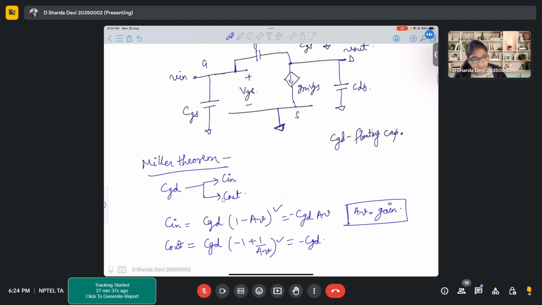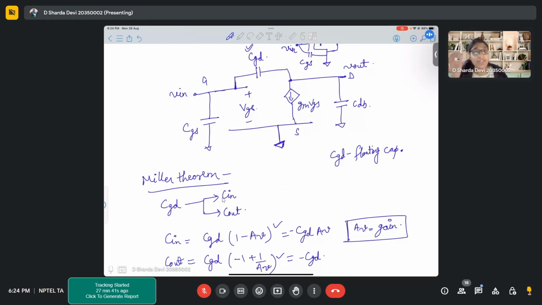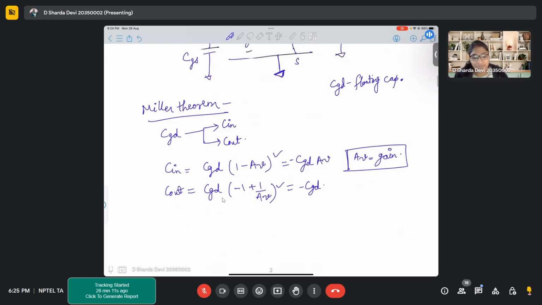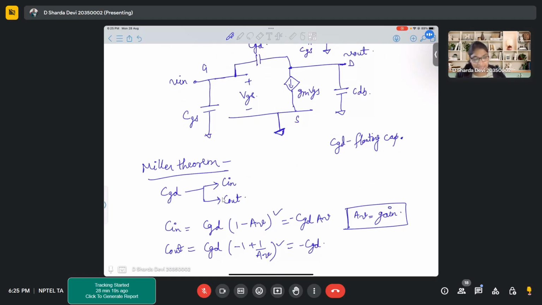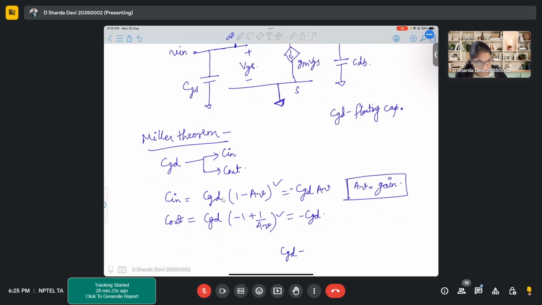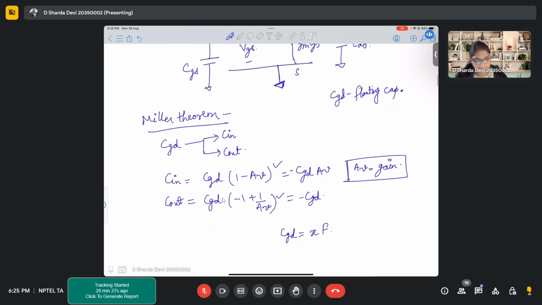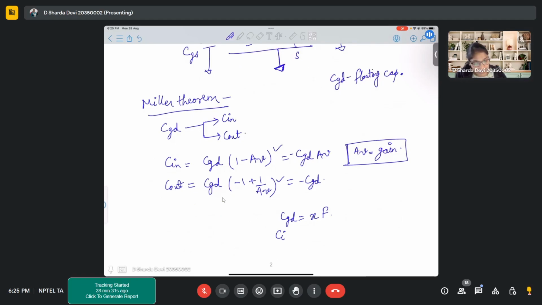Now, this capacitor was shared between your input and output. Ideally, you would think it simply distributes between the two, and the best case would be half of CGD at the input and half at the output. That is the basic guess everyone would have about sharing anything between two things: we share equally. But due to Miller's theorem, what actually happens is this: say CGD is X farads. The Cin that you will observe, the capacitance at the input, is gain AV times X.